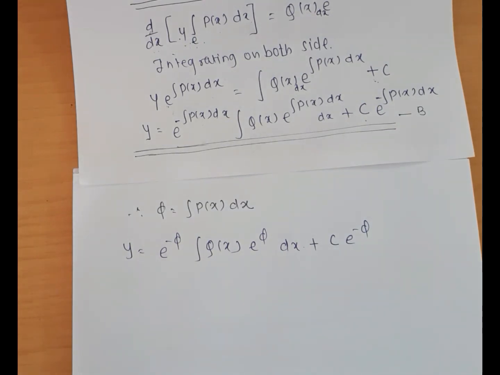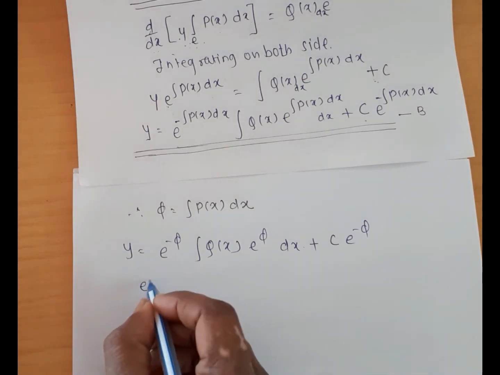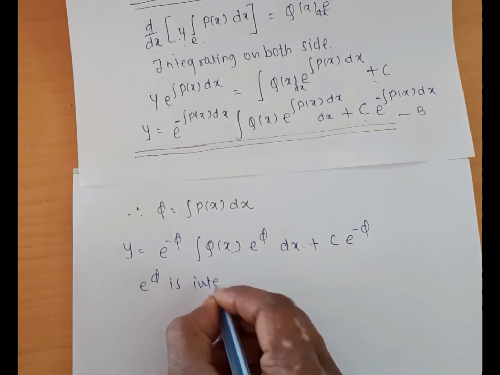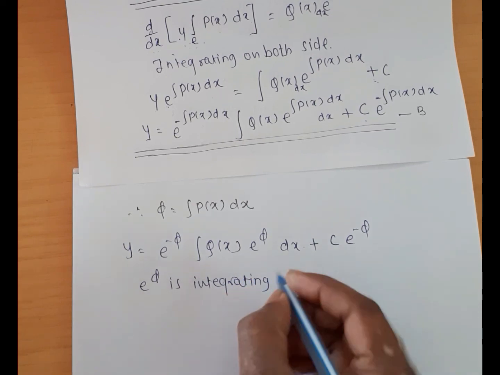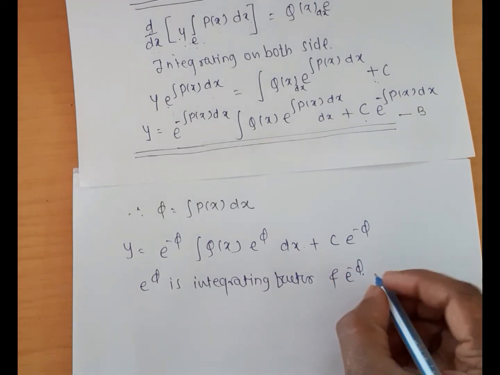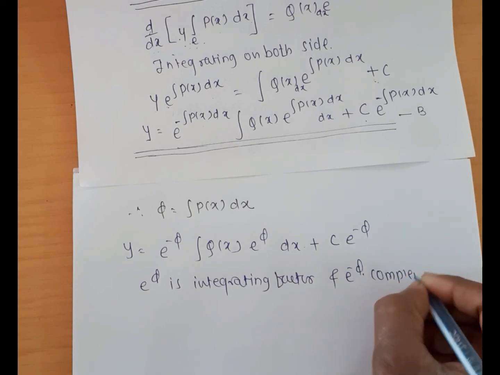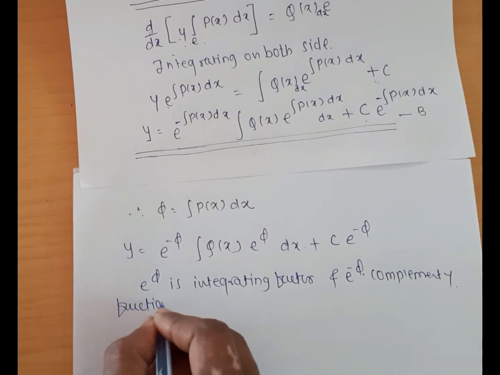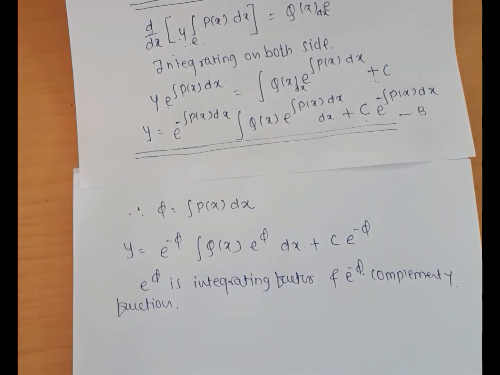e raised to phi is the integrating factor and e raised to minus phi is the complementary function. Okay, so e raised to phi is the integrating factor, and e raised to minus phi is a complementary function. Okay, so this is the general theorem of the first order differential equation.